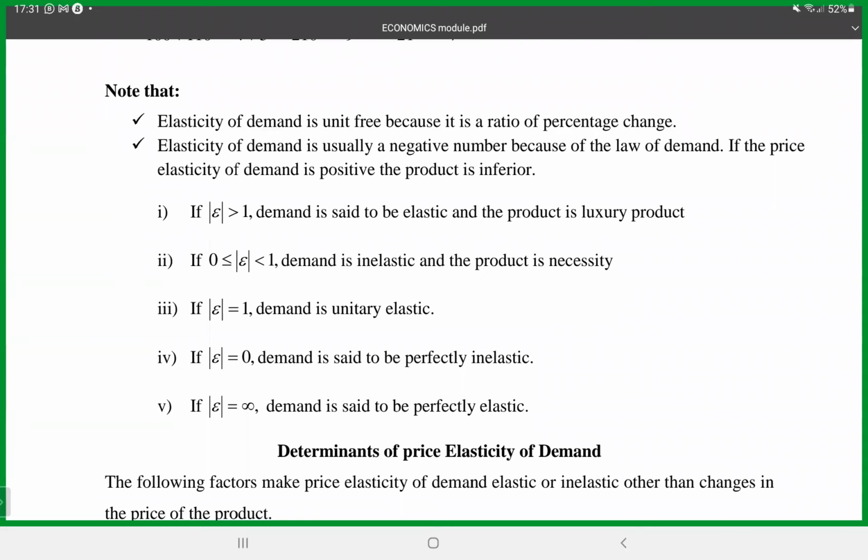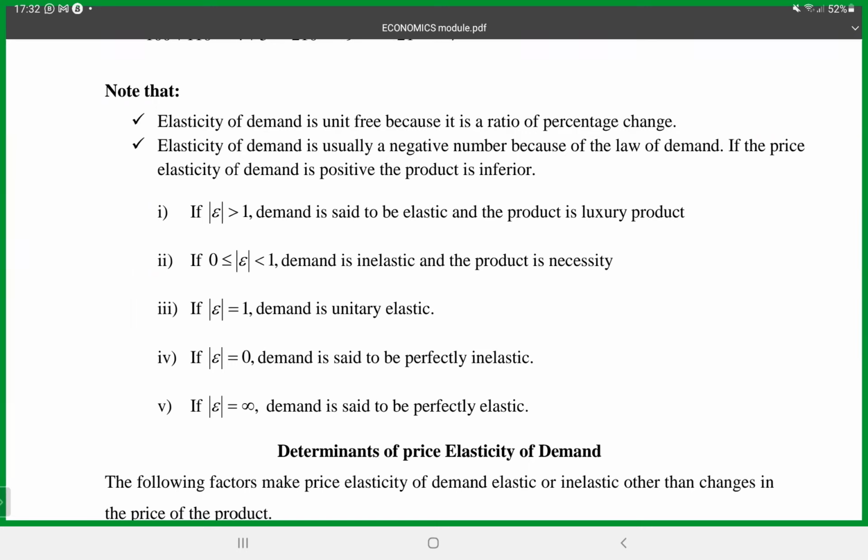And now, if the absolute elasticity of demand is between zero and one, if you find that your answer is not equal to zero and not equal to one, but just in between, it means that the demand is inelastic, okay? The demand is said to be inelastic. The word inelastic simply means not responsive, okay? And the product is said to be a necessity good. So it means that the demand is less what?